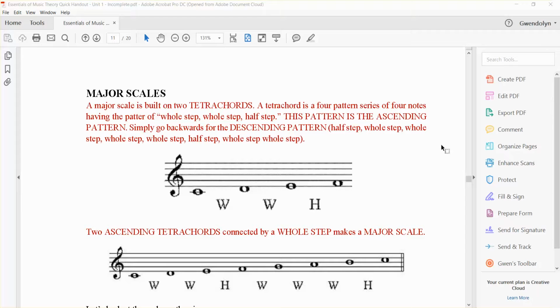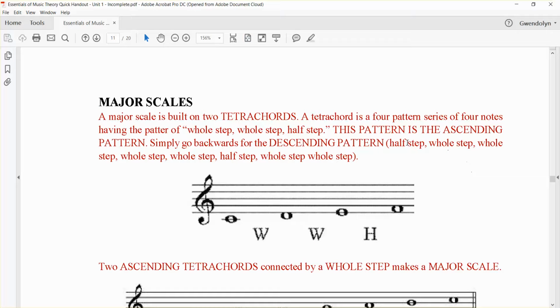Hello, this is Gwendolyn Brown, and I wanted to do a video presentation in regards to major scales, tetrachords, the key signatures, and the circle of fifths.